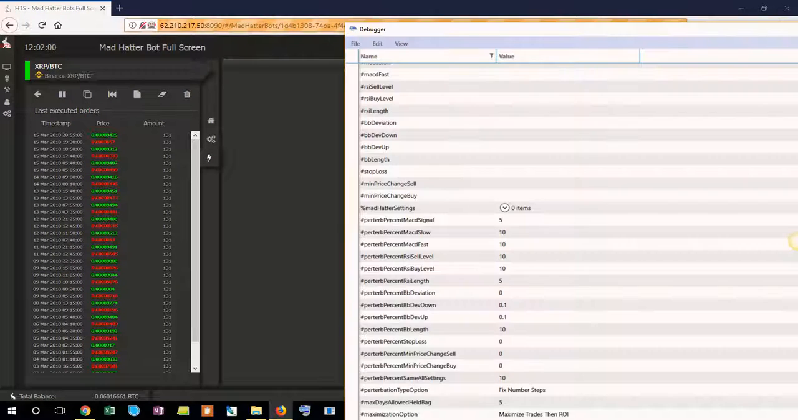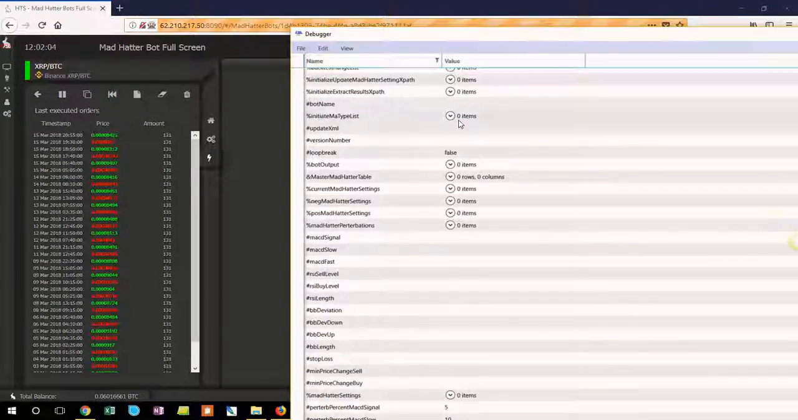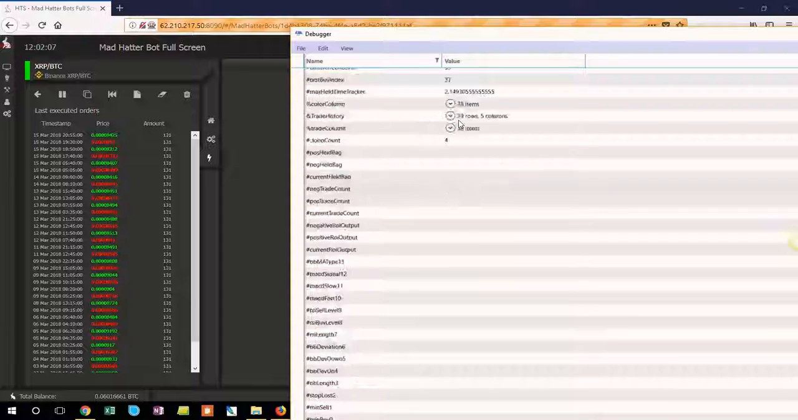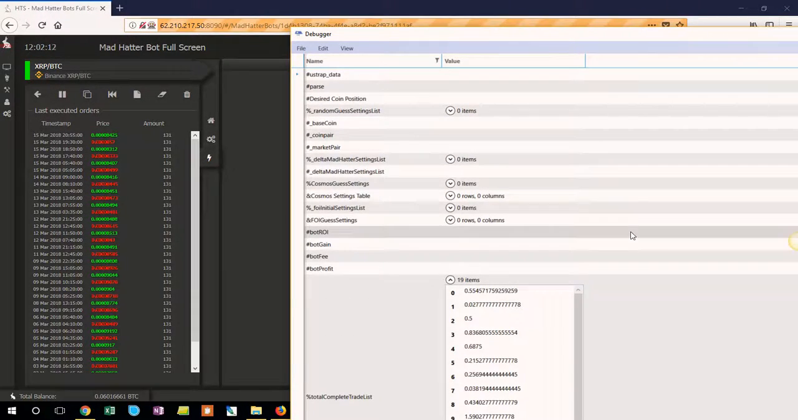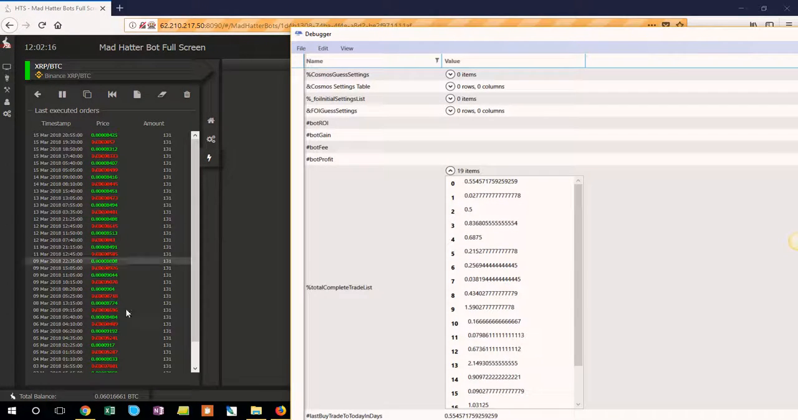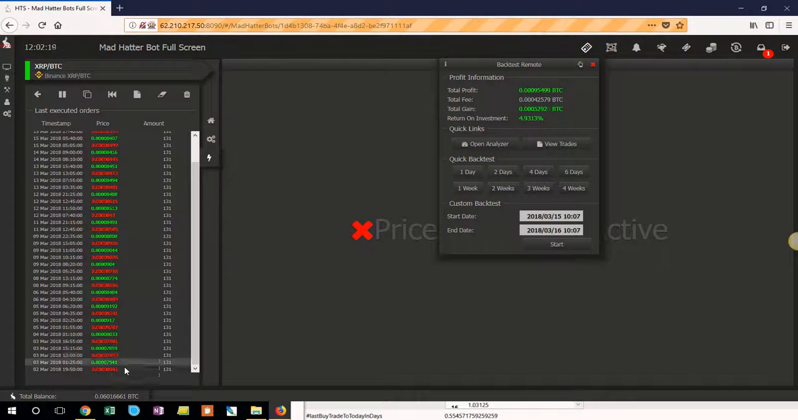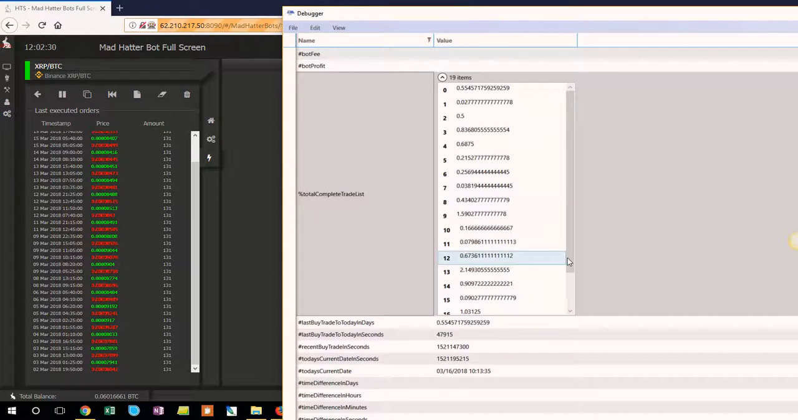to see the data behind it. Let's scroll up just a little bit. These are some of the variables that get pushed out here. So this is the total complete trade list. That means from a buy to a sell. Even though the first position is a sell, it doesn't count that. From a buy to a sell, that's called one completed trade. So out of this whole thing, it looks like 19 items, so there's 19 trades throughout this 2-week back test.